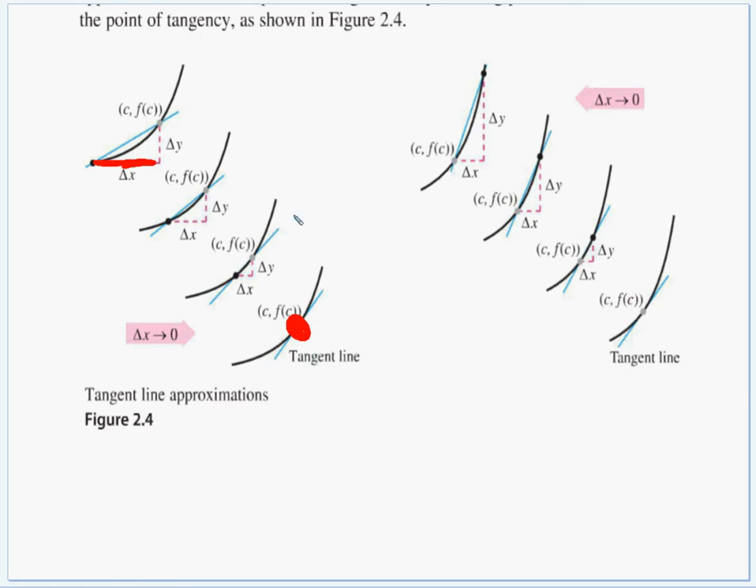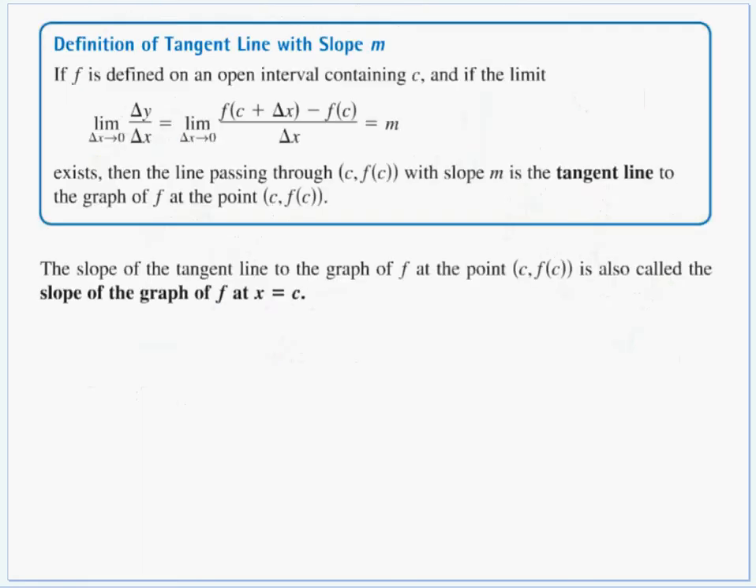And the slope of the tangent line is the exact same slope occurring on that curve at that specific point. So here it is enshrined as a definition in the blue box. If f is defined on an open interval containing point c, and if this limit exists, the limit as delta x approaches 0 of delta y over delta x, and remember instead of delta y, we're going to use that difference part of the difference quotient. So f of c plus delta x minus f of c, all divided by delta x, is our slope.